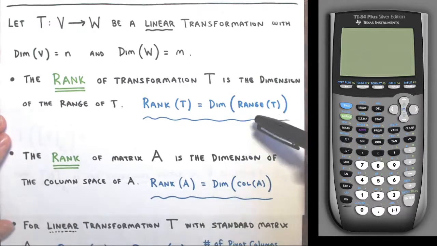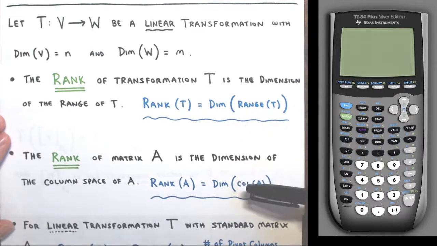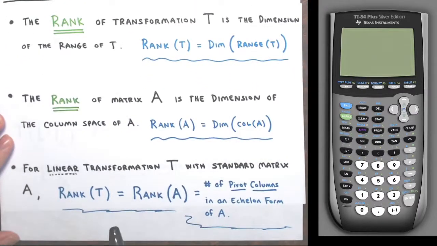And the reason I bring both of these up is that they are actually going to be equivalent for a linear transformation. So that's my third point here. For a linear transformation T with standard matrix A, we'll say that the rank of the transformation is exactly the same number as the rank of the matrix.